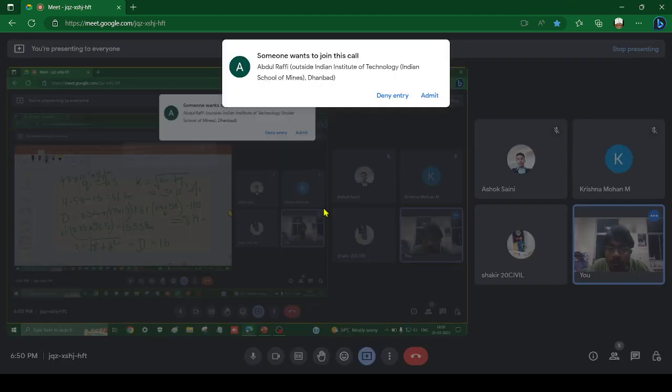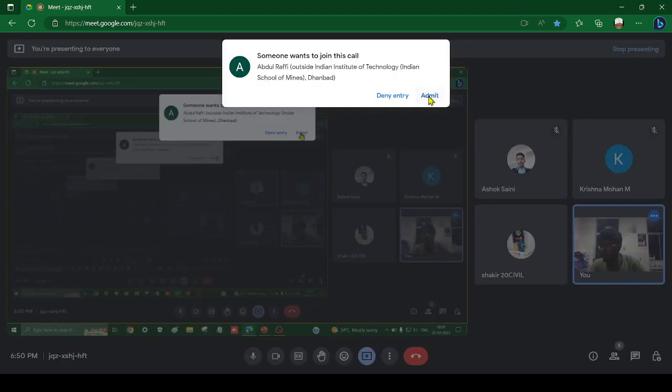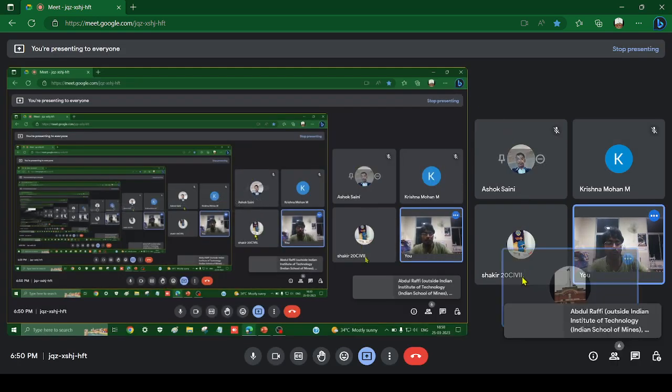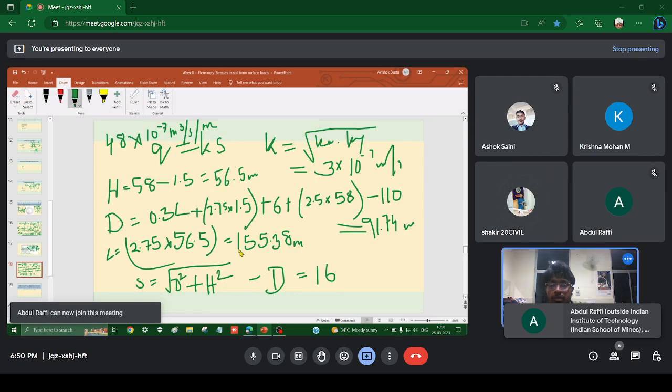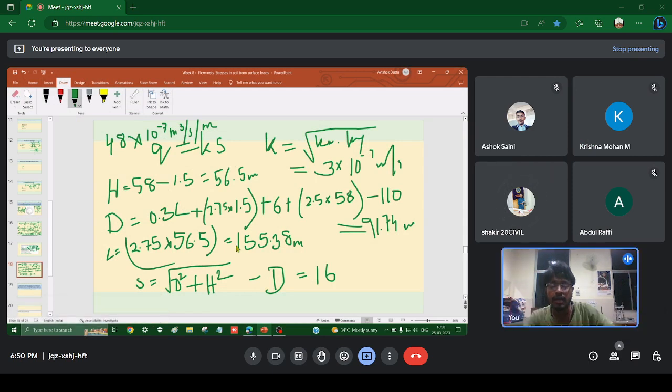Someone wants to go there? Okay, so this technique is clear, Shakir? Yes, sir. So you just check any standard textbook for the derivation part.